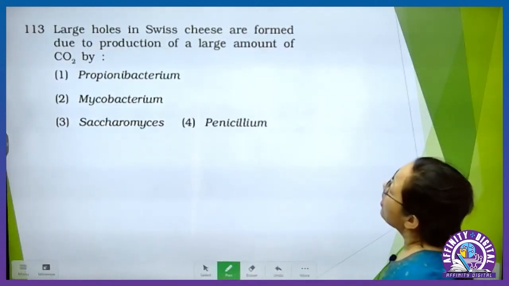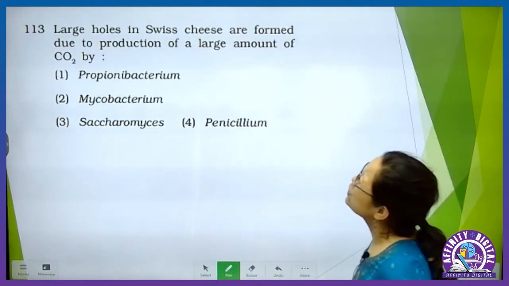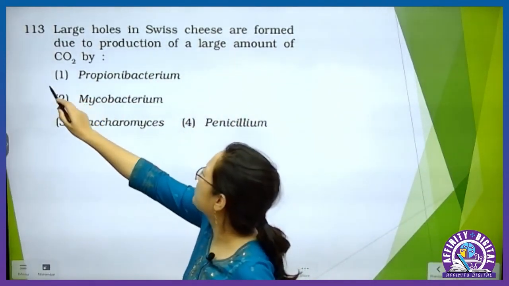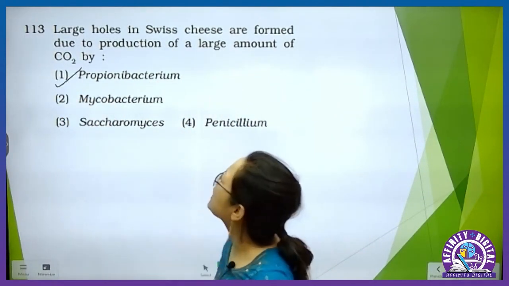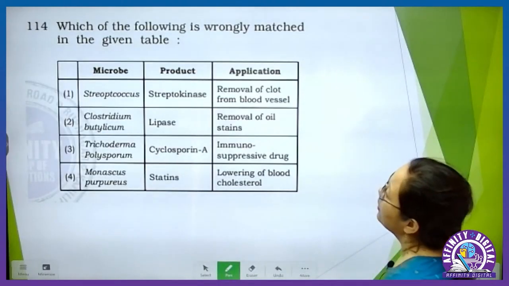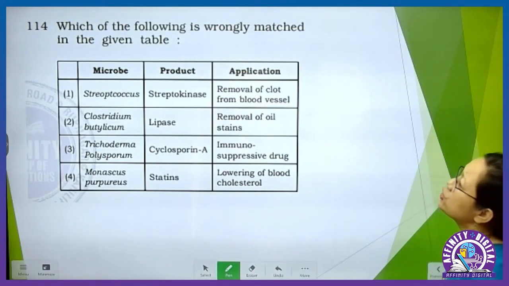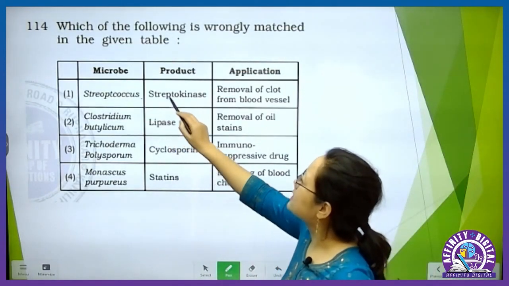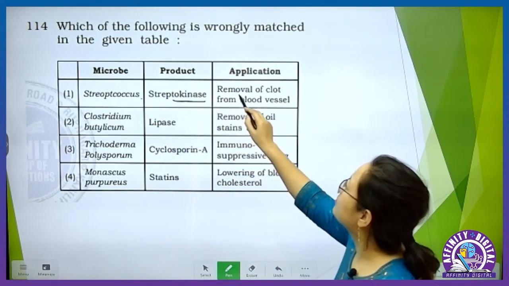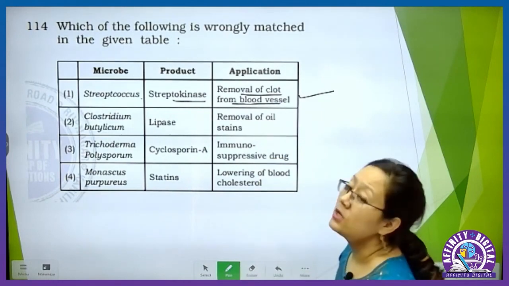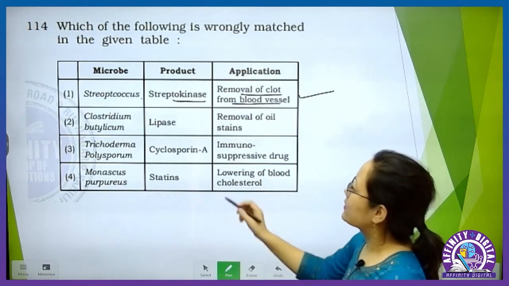Next. Large holes in Swiss cheese are formed due to production of large amount of carbon dioxide by, this should be Propionibacterium. Okay, next, which of the following is wrongly matched in the given table? Streptococcus, streptokinase enzyme, removal of clot from blood vessels. This is correct. We have to find out the wrongly matched one.